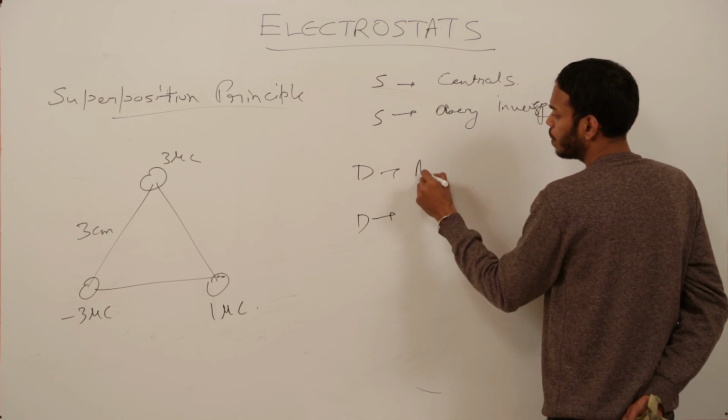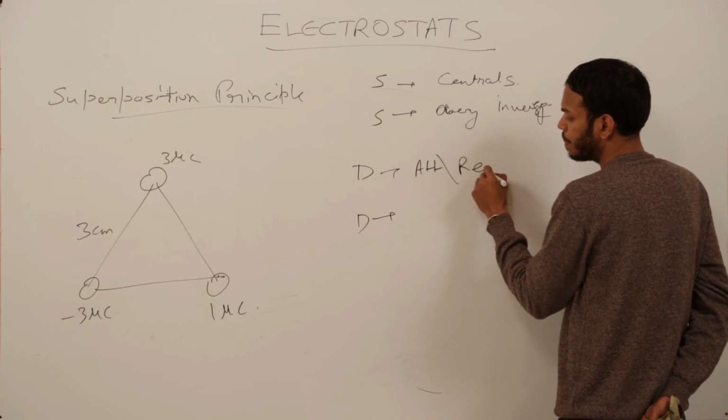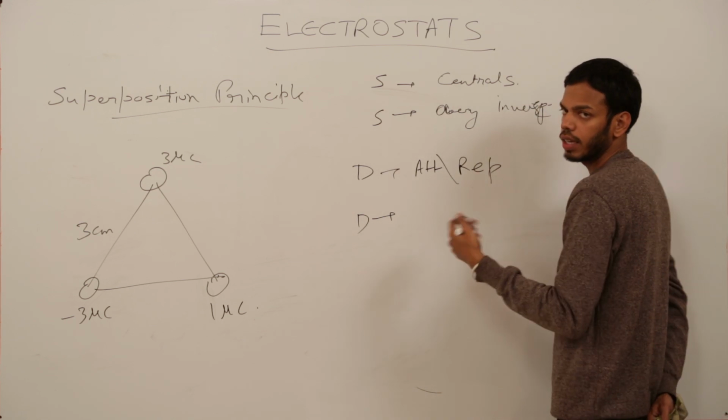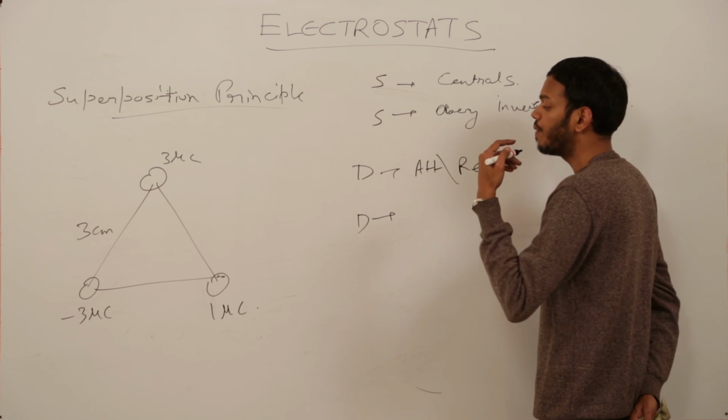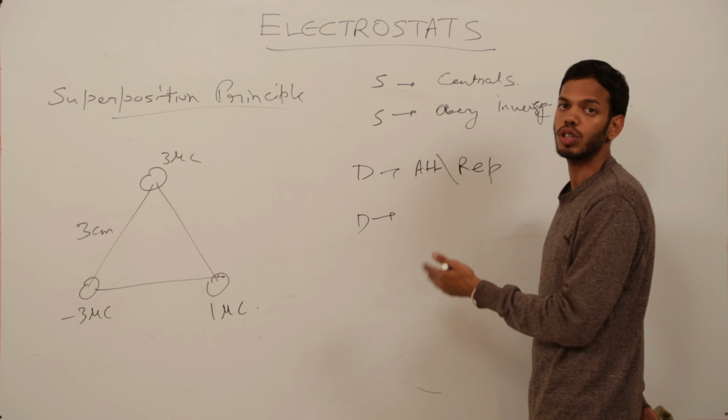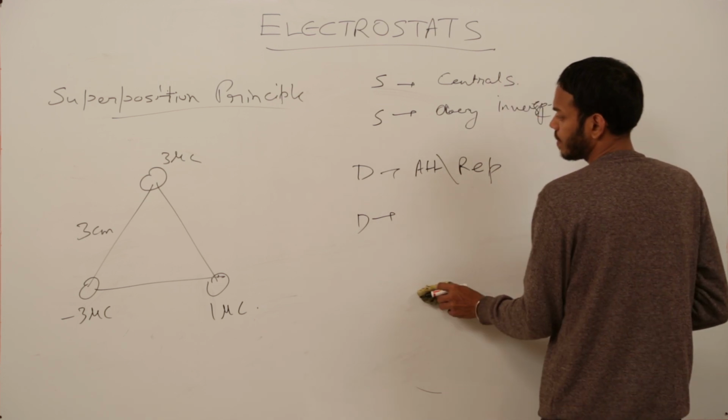that Coulomb's force could be attractive as well as repulsive, but gravitational force is always attractive. Second point, the force in that case depends on mass, while in this case it depends on charge only. Simple.